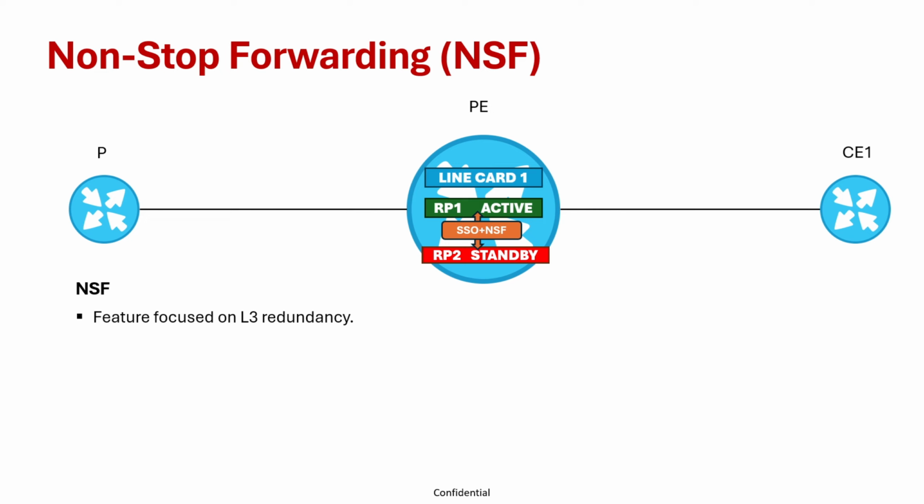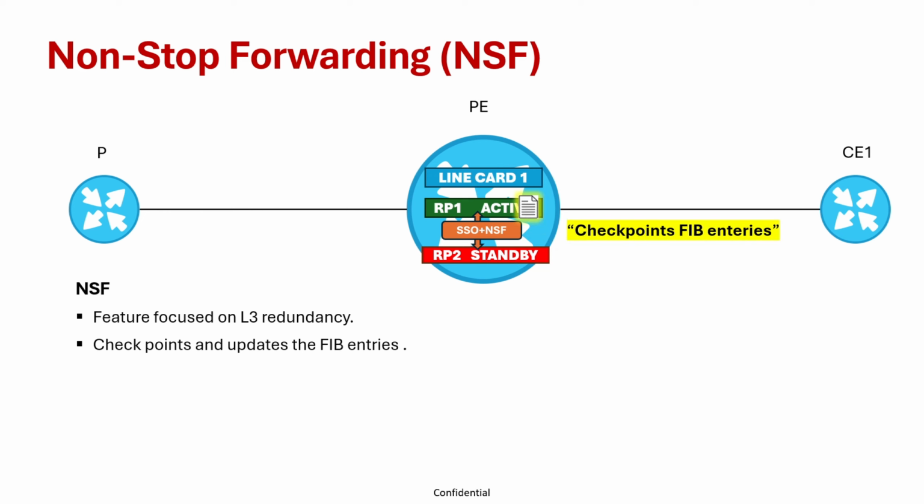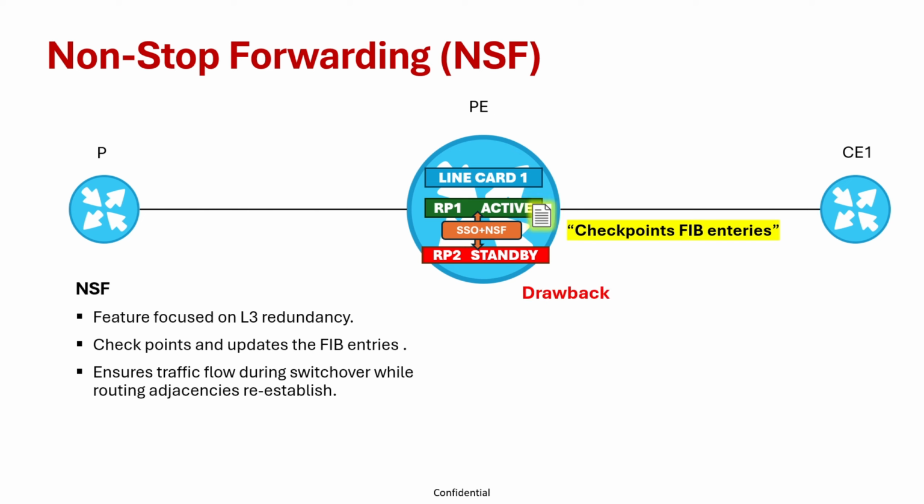So this is where NSF comes into play. NSF, also known as non-stop forwarding, is a feature focused on layer 3 redundancy. It frequently checkpoints and updates the FIB entries from the active RP to the standby RP. This keeps the FIB operational even when the control plane is disrupted due to the switchover or if it crashes. So NSF ensures that traffic keeps flowing during a switchover while routing adjacencies re-establish. Once the routing adjacencies are restored, the FIB is updated with the latest topology information.